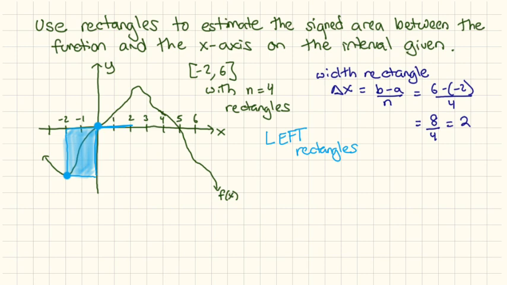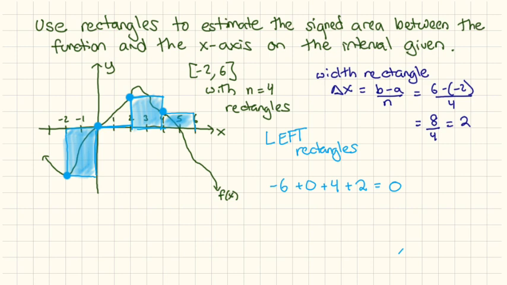Next rectangle is going to start at 2. So the leftmost point in the next rectangle is 2. The value of the function at 2 is 2. So this is where this rectangle's height is going to be. It's going to have a width of 2. The last rectangle is going to have a height of 1. All right. So if I add up each of these areas, -6 plus 0 plus 4 plus 2, I'm going to get 0. So the estimate of the signed area is 0.